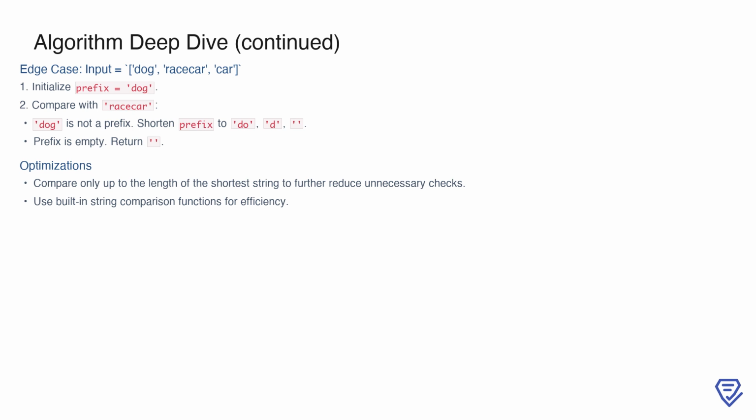To optimize this approach further, we can limit comparisons to the length of the shortest string, since a prefix longer than that is impossible. Additionally, using built-in string comparison functions can help improve performance by leveraging optimized implementations. These small adjustments make the algorithm not just correct but also efficient and practical for real-world usage.